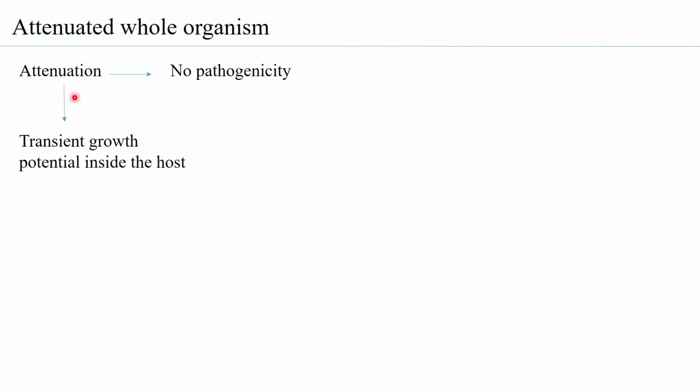The second is that attenuation should lead to a transient growth potential. That means it should not stop the multiplication of the whole organism. It should be able to replicate or multiply, maybe at a much slower rate than the virulent form, but yet because it can grow inside the host, there are two advantages. Now, before we go into the advantages, let us ask the question: how can an attenuated state be attained? How do you make a whole organism attenuated?